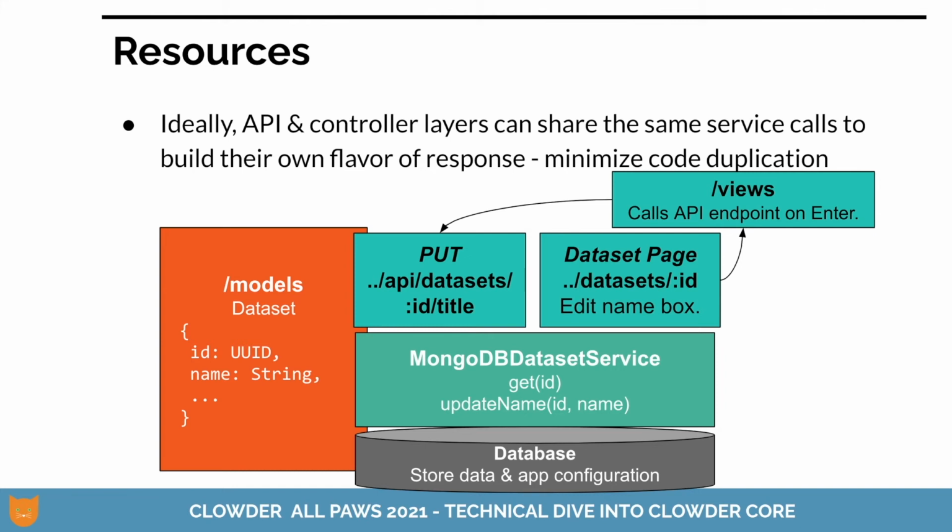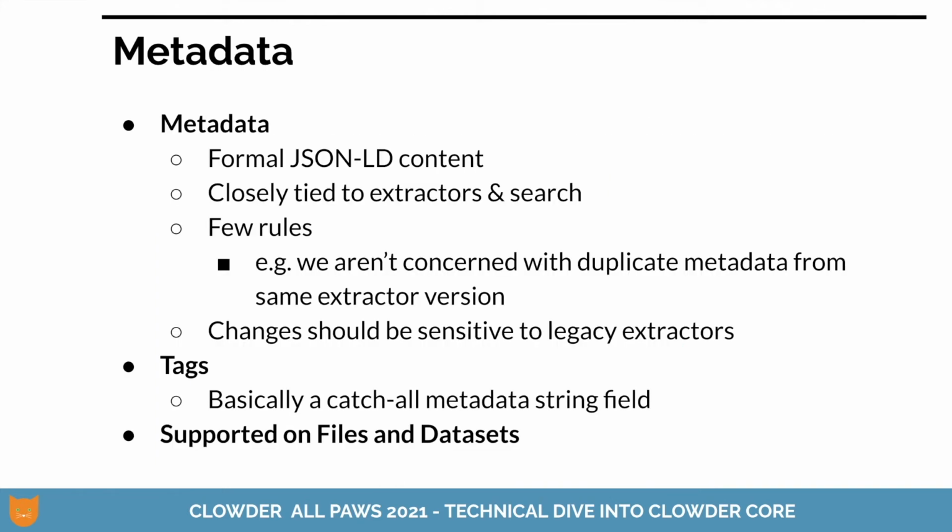That means if we make some change to the dataset model that impacts this, we only have to change that underlying service call and we don't have to change it in two places. Metadata has a lot of moving parts. It has formal JSON-LD content. This is JSON linked data. You might have heard about this earlier in the conference.